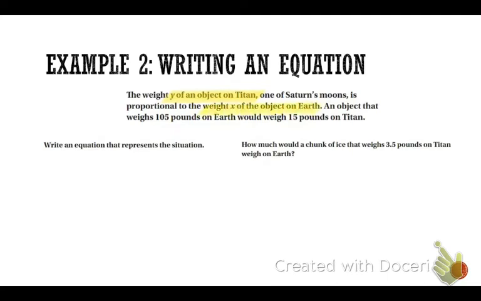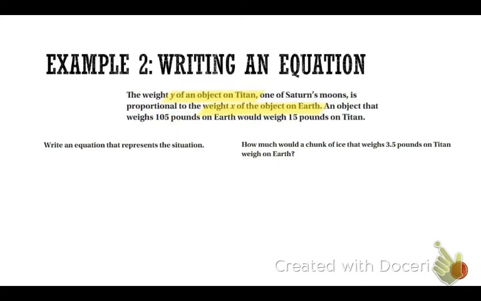What does X stand for? The weight of an object on Earth. So Y stands for Titan and X stands for Earth. The weight of an object on Titan is proportionate to the weight of an object on Earth. An object that weighs 105 pounds on Earth would weigh 15 pounds on Titan.